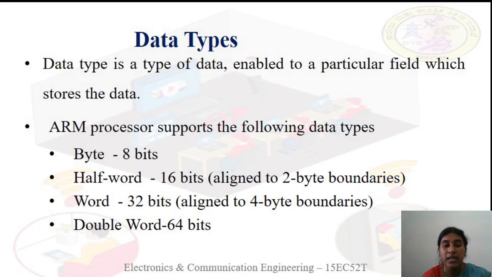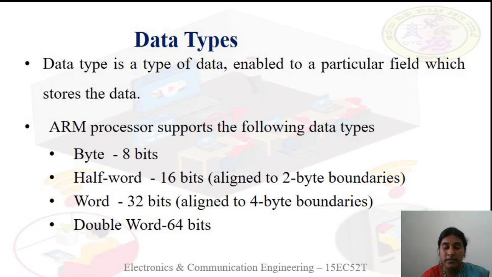The second will be the half word. Half word means it is 16 bits. 16 bits means it is aligned to 2 byte boundaries. Then the third one will be the word, that is 32 bits. It means it is aligned to 4 byte boundaries. And lastly, the double word, it is 64 bits.